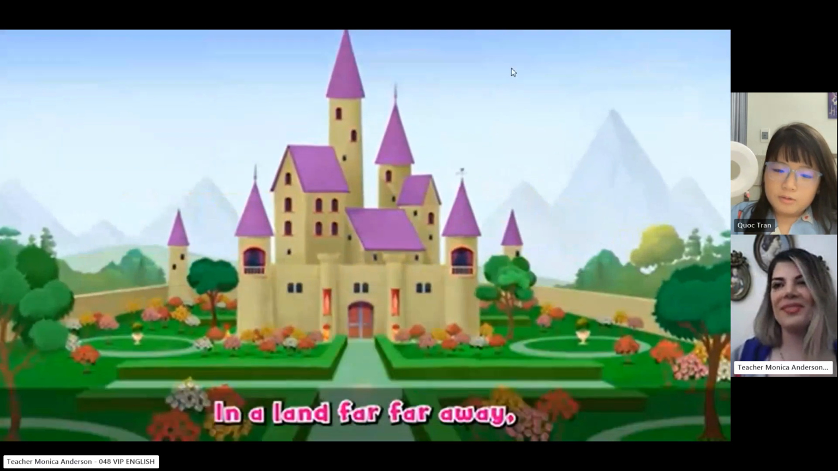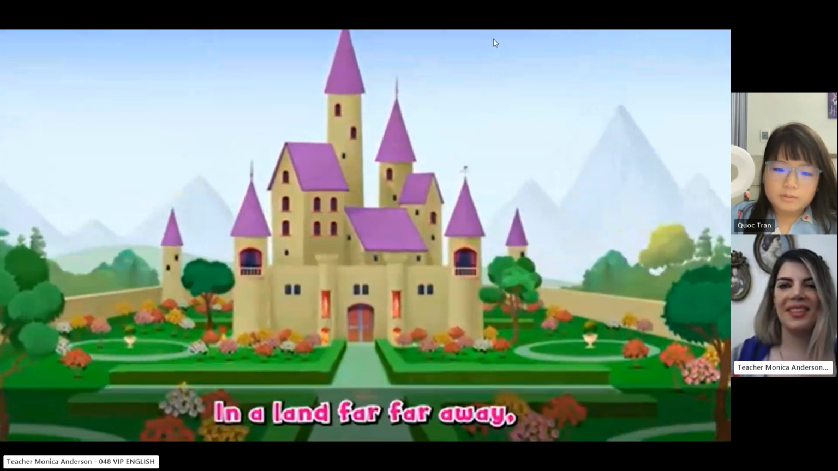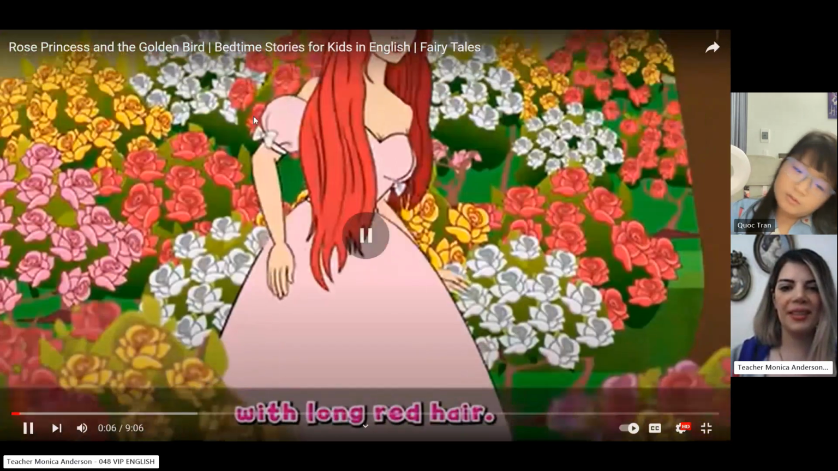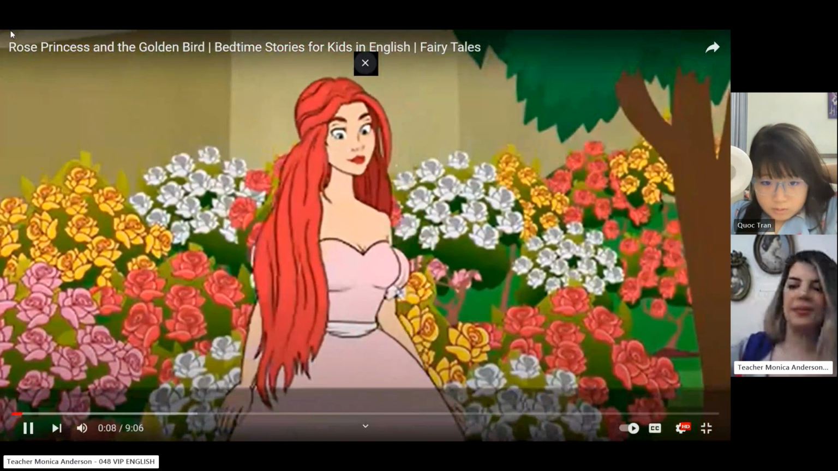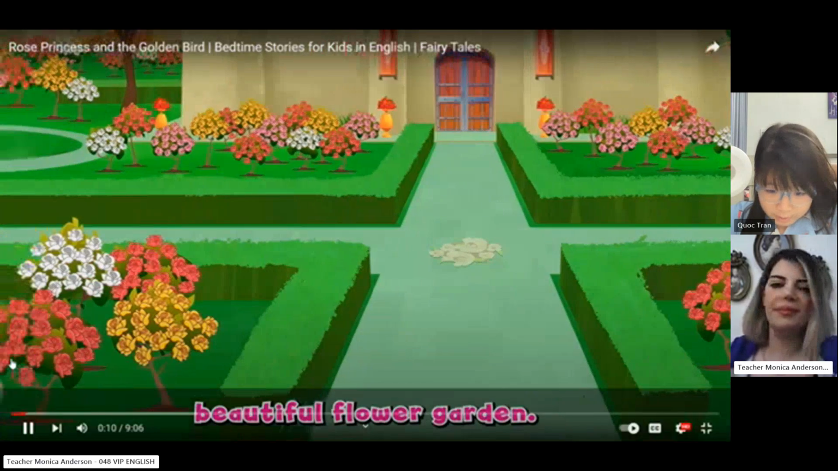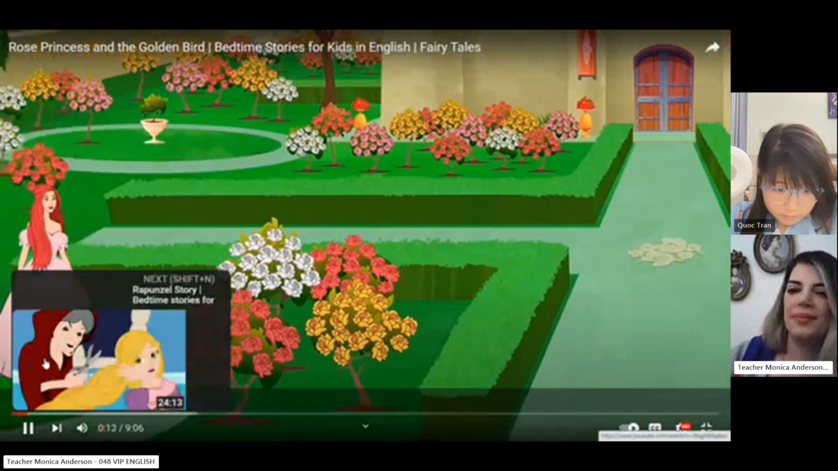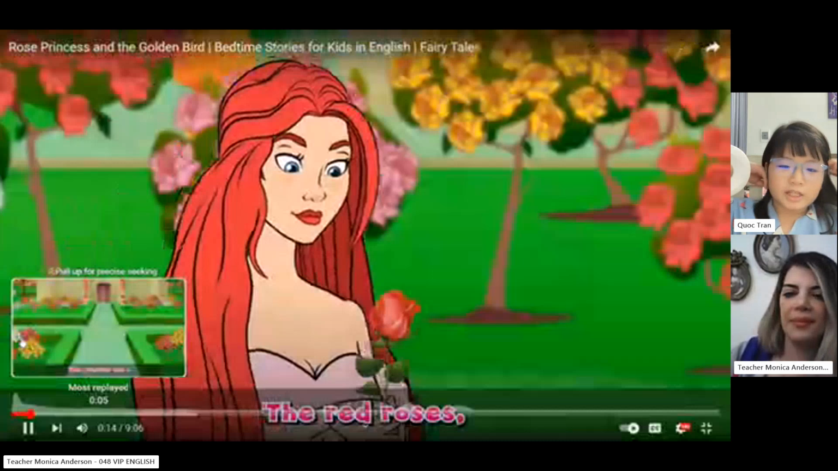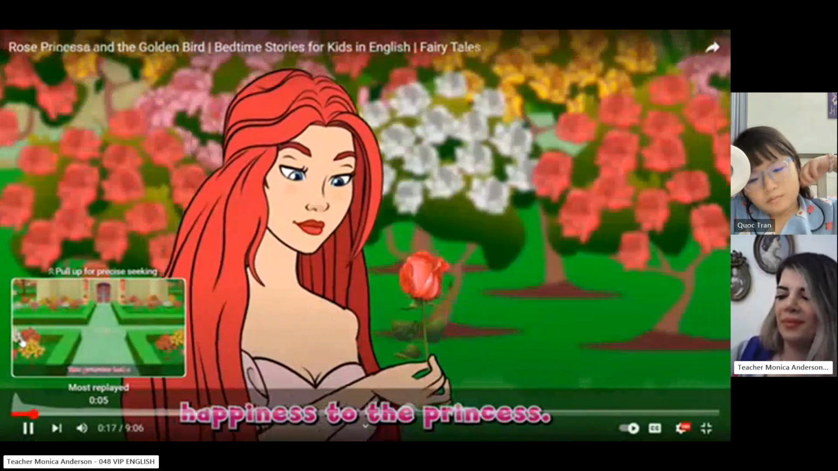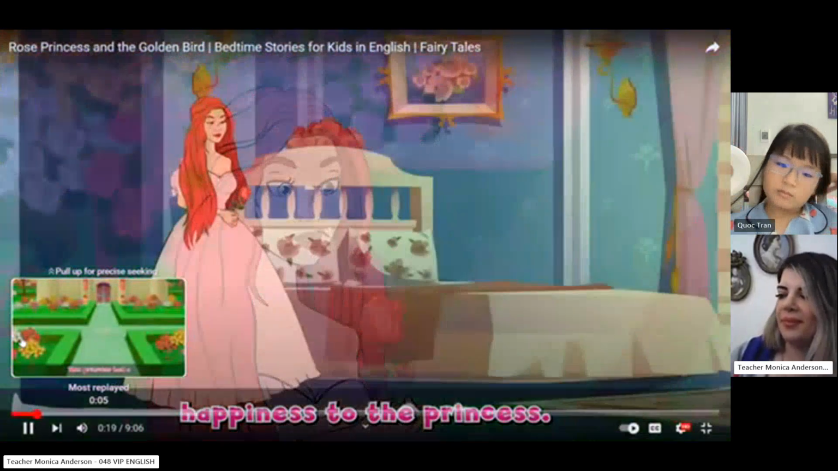In a land far, far away, there was a princess with long red hair. This princess had a beautiful flower garden. The red roses especially were giving great happiness to the princess.